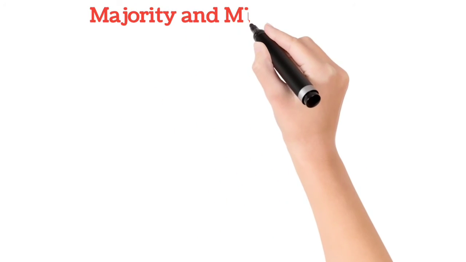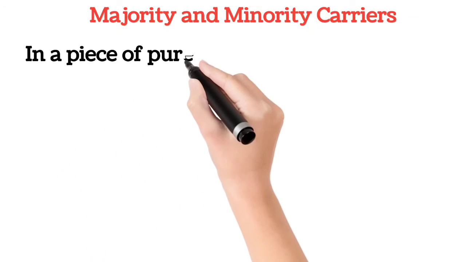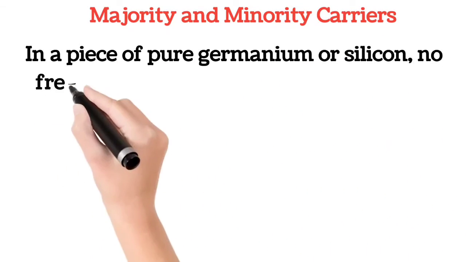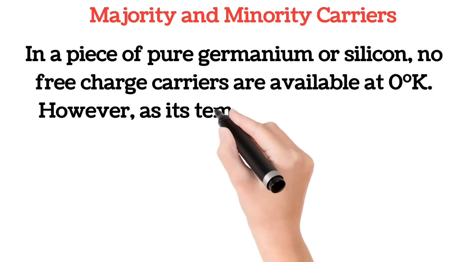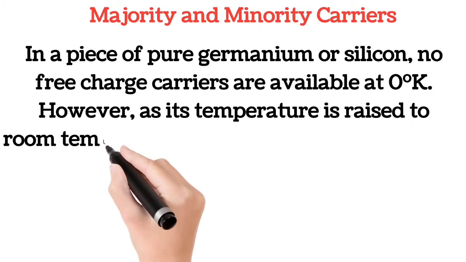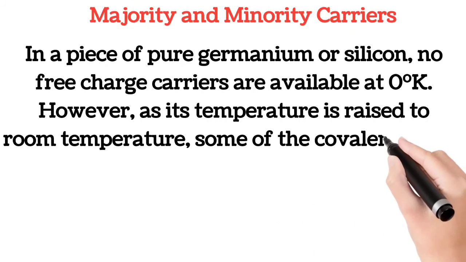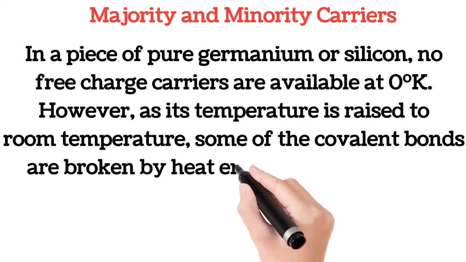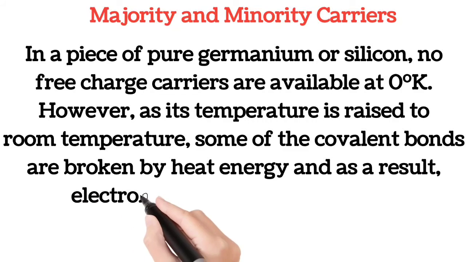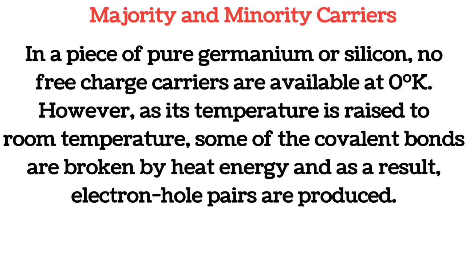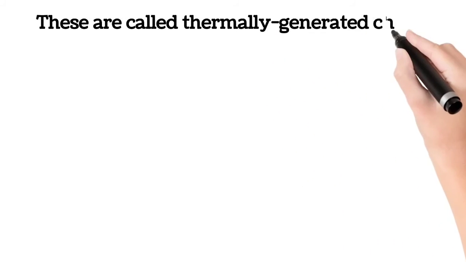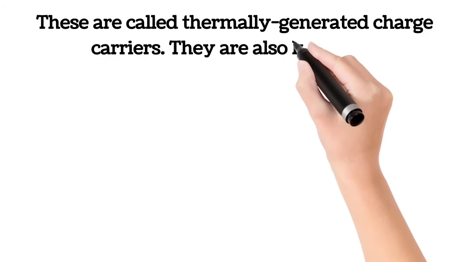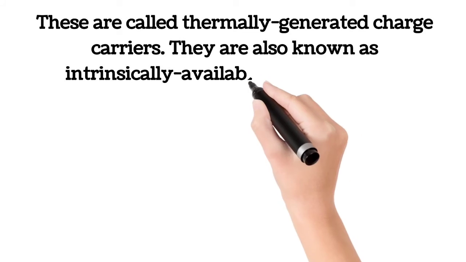In a piece of pure germanium or silicon, no free charge carriers are available at 0 kelvin. However, as its temperature is raised to room temperature, some of the covalent bonds are broken by heat energy and as a result, electron-hole pairs are produced. These are called thermally generated charge carriers. They are also known as intrinsically available charge carriers. Ordinarily, their number is quite small.